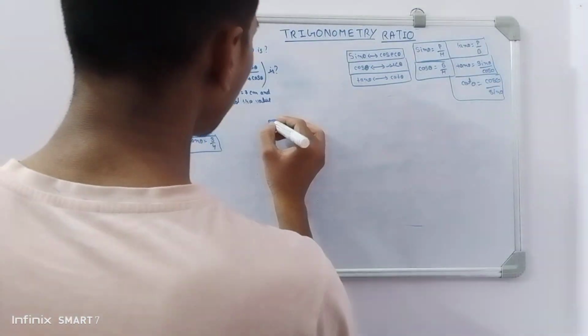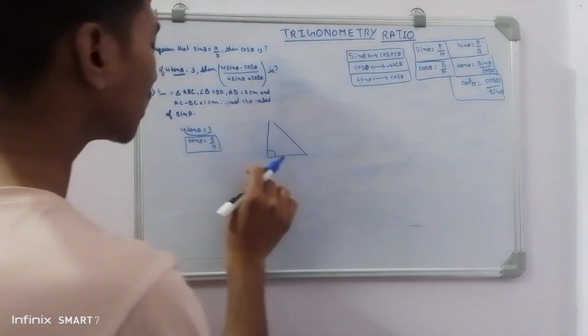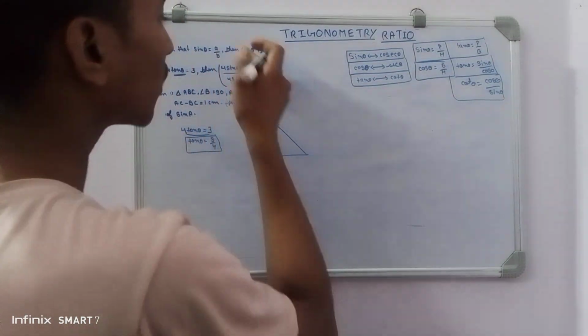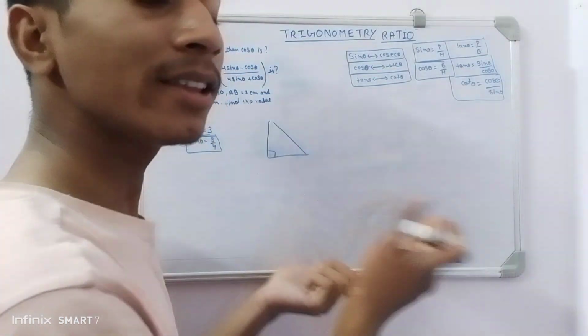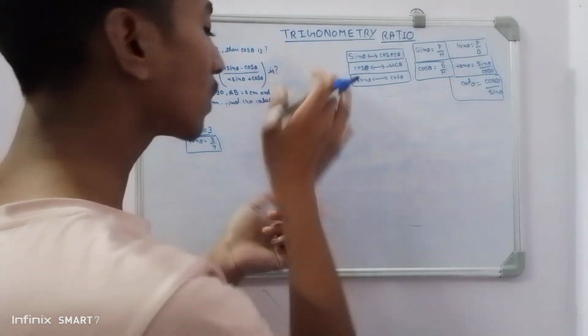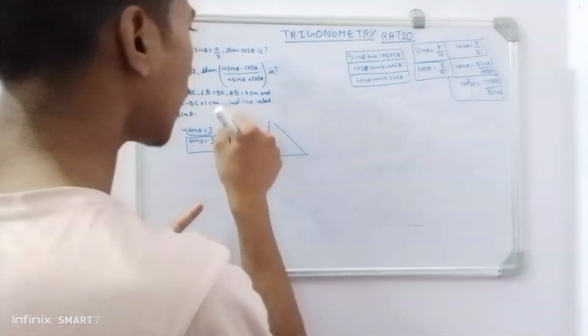And if we make a triangle where tan theta is 3 by 4, then you could find sin theta and cos theta, and you have to put the values in, and then you get the answer. This is the first method, that you have to find the sin theta.